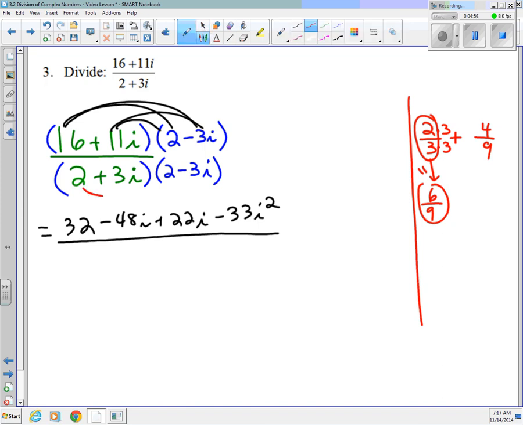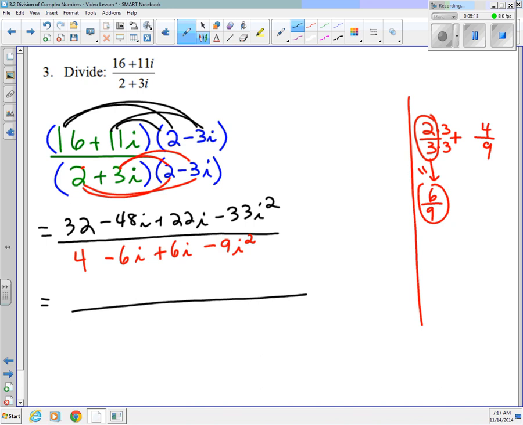Divided by 2 times 2, which is 4. 2 times negative 3i is negative 6i. Positive 3i times 2 is positive 6i, and 3i times negative 3i is negative 9i squared. And now we need to simplify all of this, so we just have to be careful when we do it.